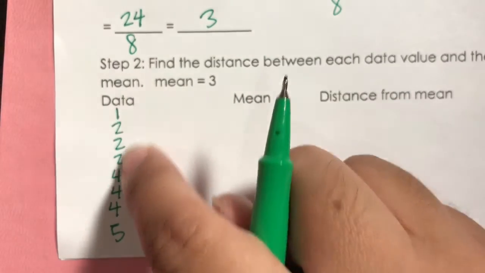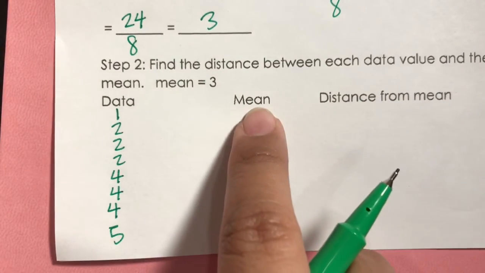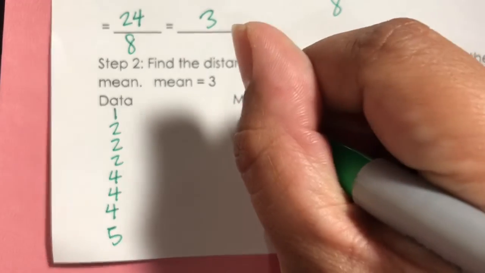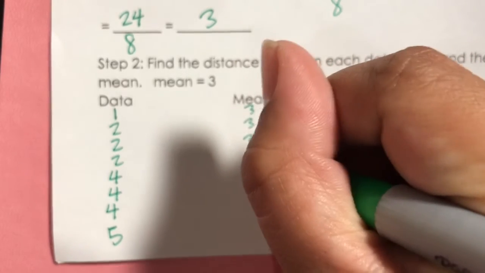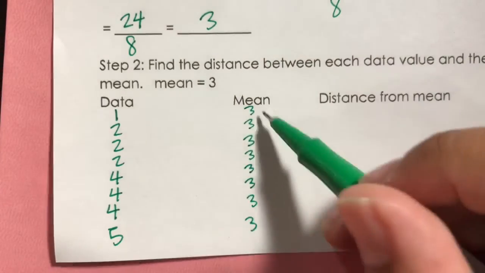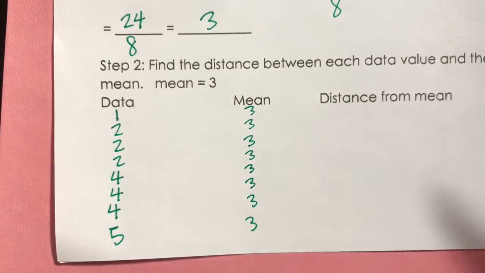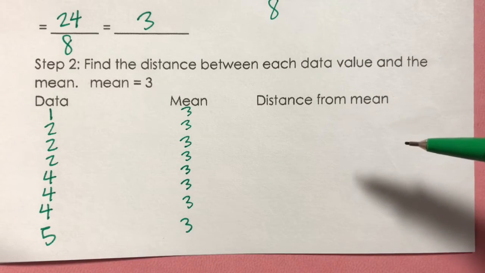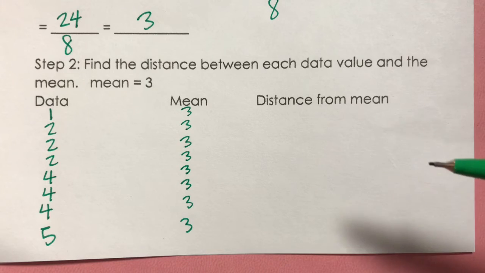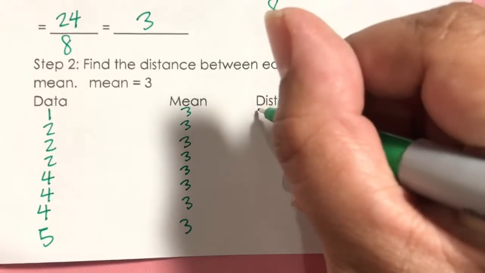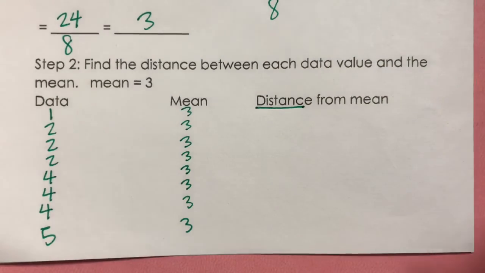Okay, so I listed all the numbers from our data set. And then I'm going to list down our mean. So our mean is 3. And I'm listing it down for each one just so I can remember that that's the distance I'm trying to find between each number. So what I mean by distance from mean, it's the value amount that is away from the mean. So distance, by the way, is always going to be positive. Distance is not going to be negative.